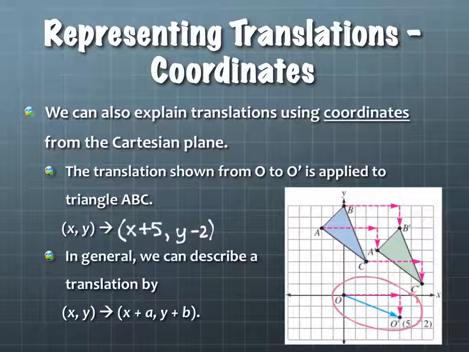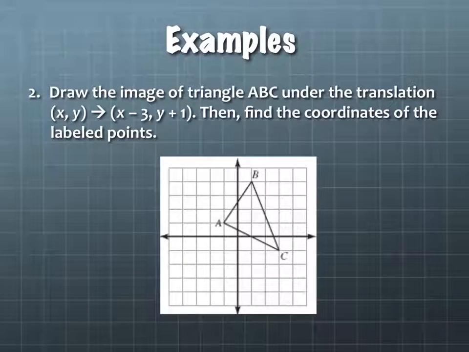Okay? So we're going to do an example because that's fun, right? Of course. It says draw the image of triangle ABC under the translation x minus 3, x plus 1. Then find the coordinates of the labeled point. I know it says then, like there's an order to what you're doing here. If you want to do it backwards of the order they're suggesting, that's okay. So could you just find all of the ordered pairs, add and subtract the values, and then plot them? Sure.